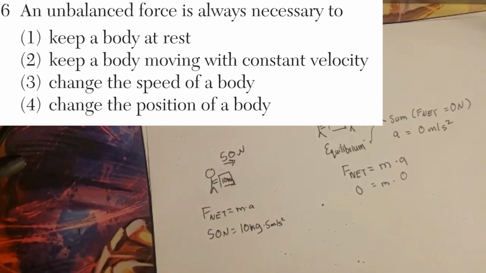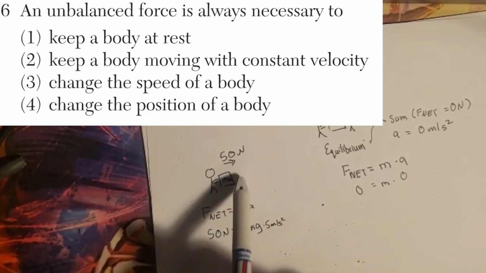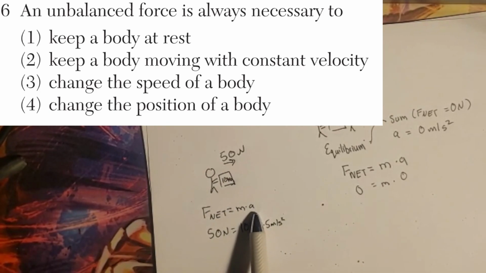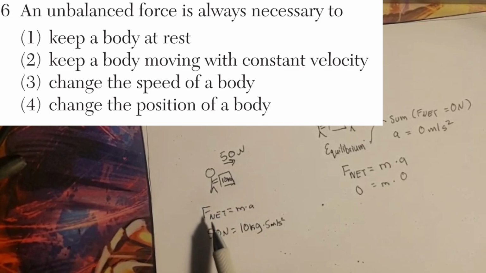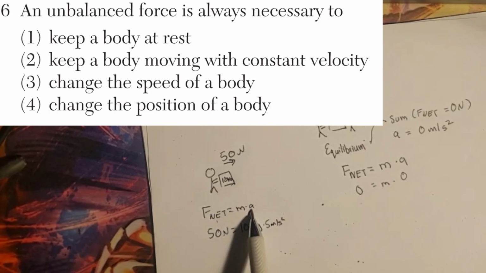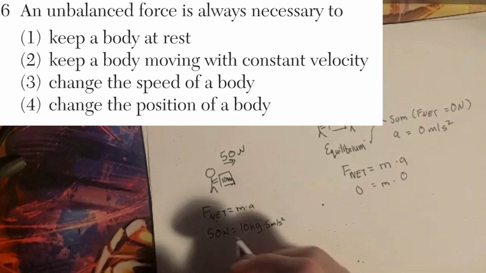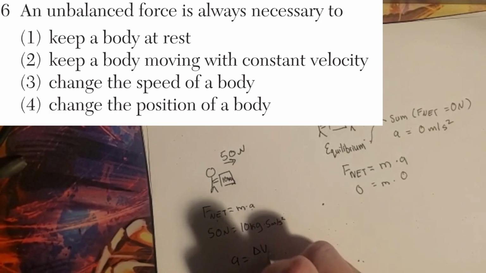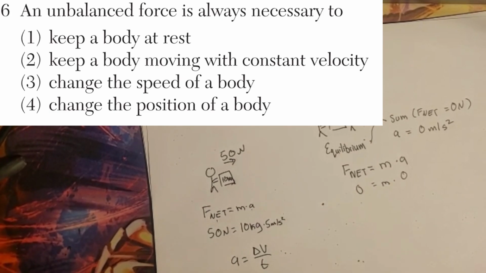What I'm getting at here, though, is that if you have an unbalanced force, that has to result in an acceleration as per this formula. You can't have a non-zero value for this and a 0 value for this. So you have to have an acceleration whenever there's an unbalanced force, meaning that there has to be a change in the speed of the object. Acceleration is the change in velocity or the change in speed over time. So that means option 3 is going to be the one that's correct here. A change in the speed of the body.